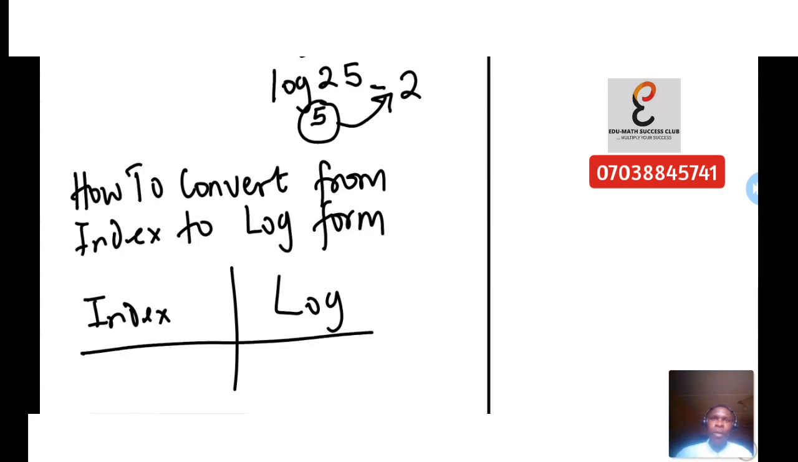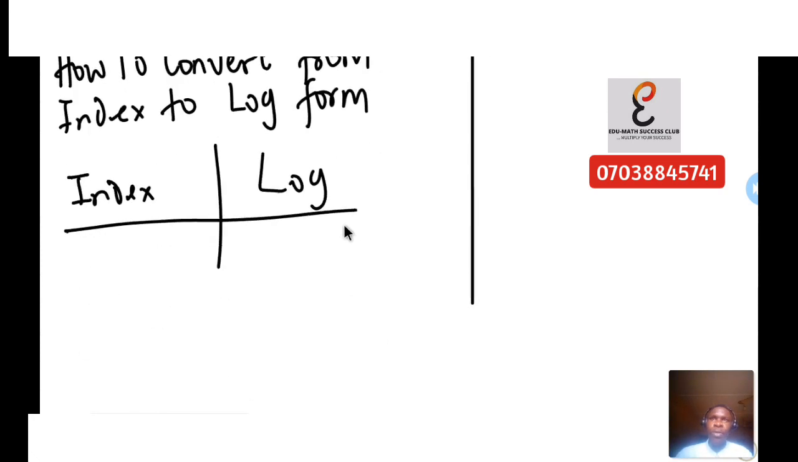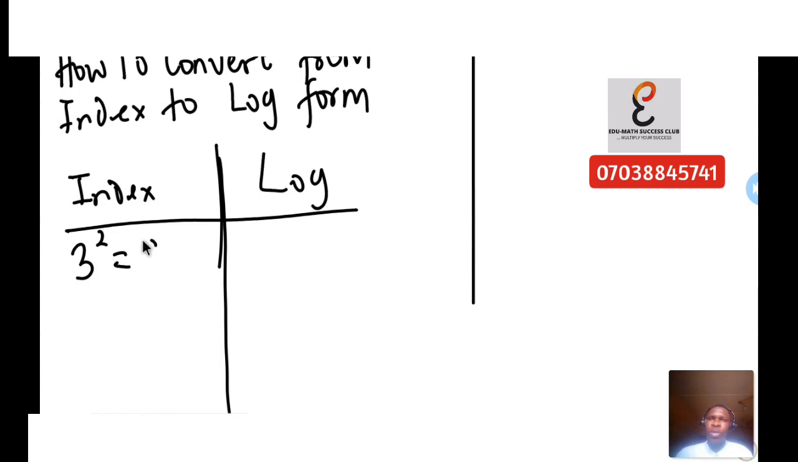So in tabular form, to make it easy for you, you have 3 raised to the power 2 is equals to 9. That's 3 times 3 will give you 9. Now in log form, for you to write this in log form, it's very simple.